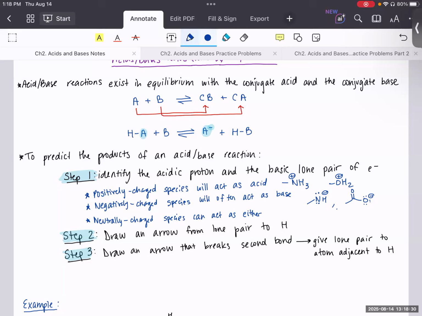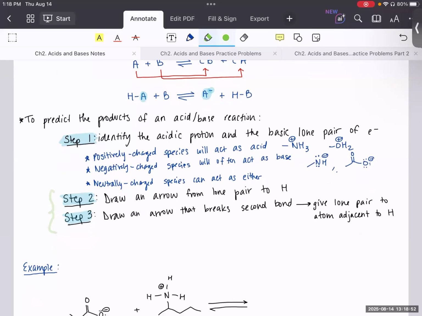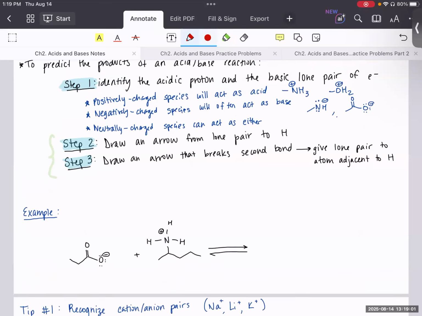All right, so after you identify the acidic proton and the basic lone pair, you can move on to step 2. And so within the reaction, we will have 2 actual reaction steps. In step 2, we will draw an arrow from the lone pair to the hydrogen. And then in step 3, we'll draw an arrow that breaks the second bond to the hydrogen and give that lone pair that forms from that to the atom that was adjacent to the hydrogen initially. I know it's kind of a lot of words in one sentence, so let's illustrate that as an example here.